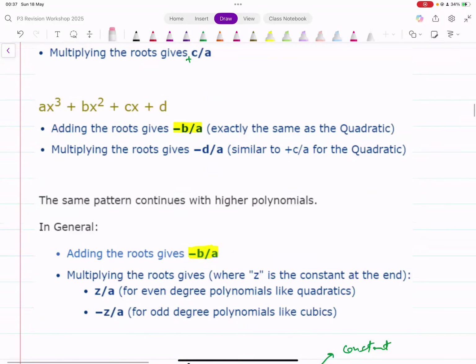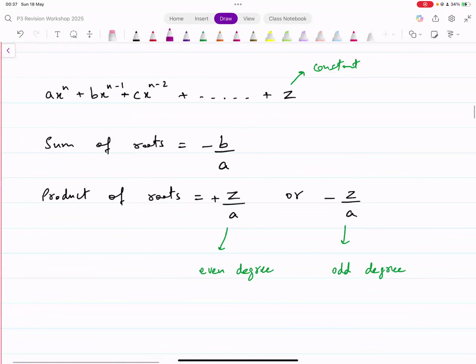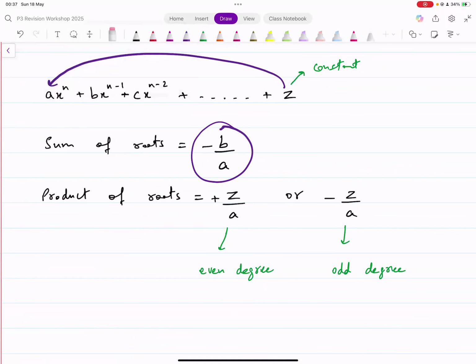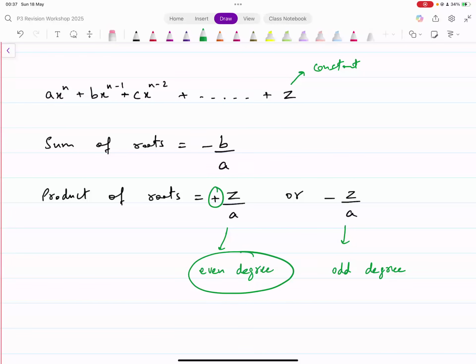Okay. In general, you could say something like this: if you have a polynomial of this form, ax raised to power n plus bx raised to power n minus 1, and so on, it keeps going on until you have the last term, that's the constant, whatever that is. Sum of roots is given by minus b over a, and product of roots is given by z over a. It will be plus z over a if it's an even degree, minus z over a if it's an odd degree, right? These are the general formulas that you can use.